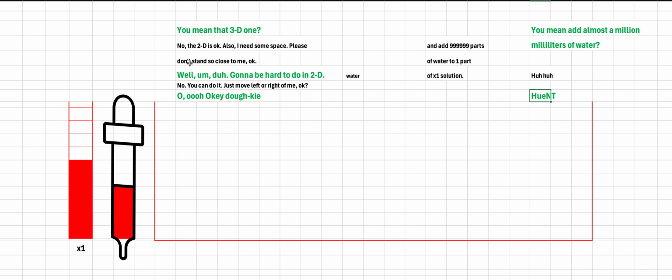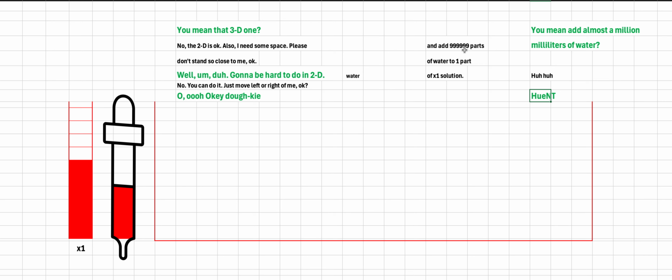You mean that 3D one? No, the 2D is okay. Also, I need some space. Please don't stand so close to me, okay? Well, it's going to be hard to do in 2D. No, you can do it. Just move left or right of me, okay? Okay. Thank you.